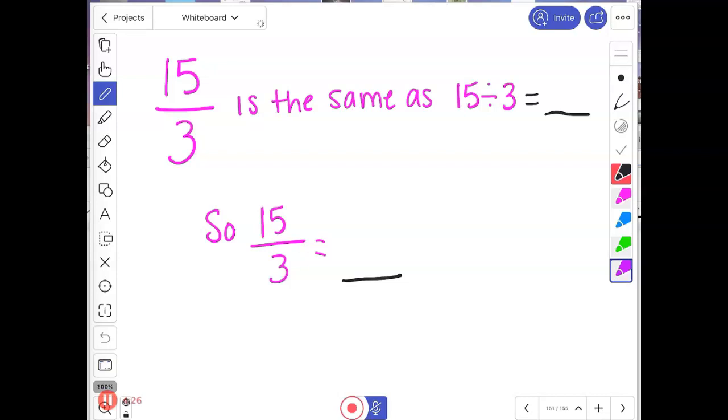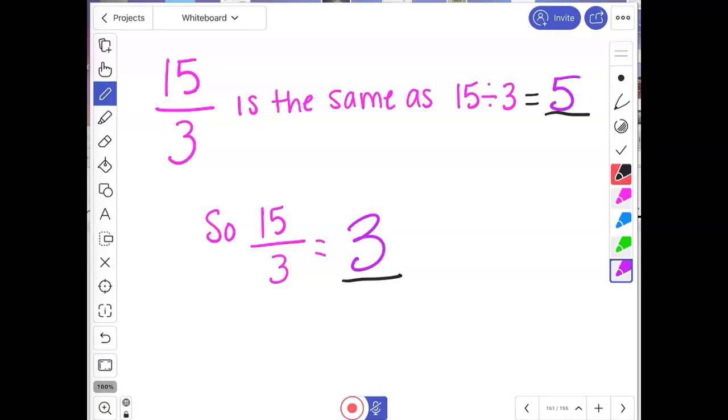So since we know that it's basically just division, we can rewrite it that way. 15 thirds is exactly the same thing as 15 divided by 3. If 15 divided by 3 equals 5, and we know it does because 3 times 5 equals 15, that means 15 thirds is the same thing as 5.